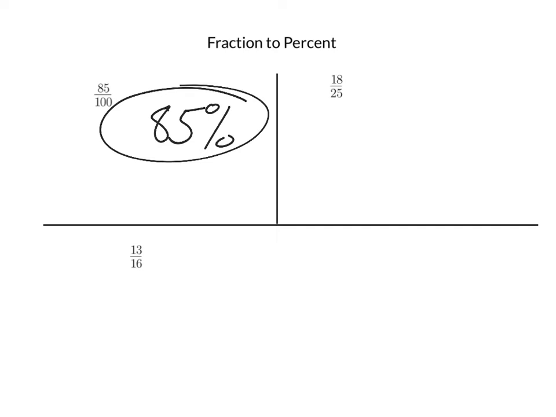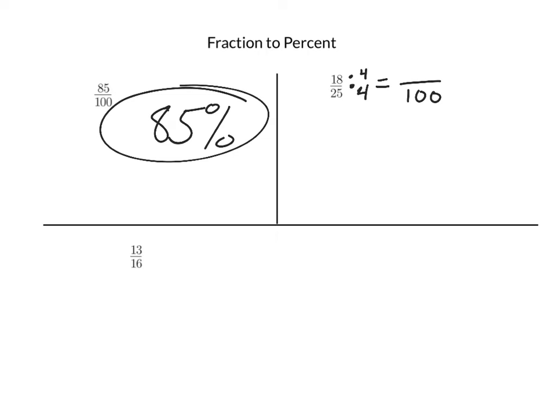Okay? Now, 18 out of 25, percents are not out of 25, they're out of 100. So we can't just say that it's 18%, that would be incorrect. However, we can get that 25 to be equal to 100. Okay? So we do that by multiplying both of our numbers by 4, because 25 times 4 equals 100.